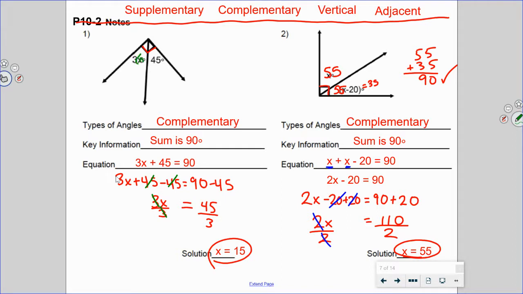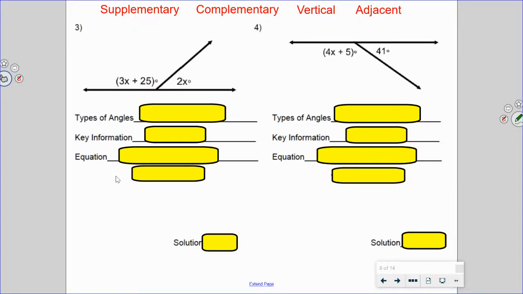You can do the same thing over here. 3 times 15 is 45. 45 plus 45, checks. Pause if you wish. If I went too fast, rewind, rewatch. Come on back when you're ready. Onward we go, examples 3 and 4.